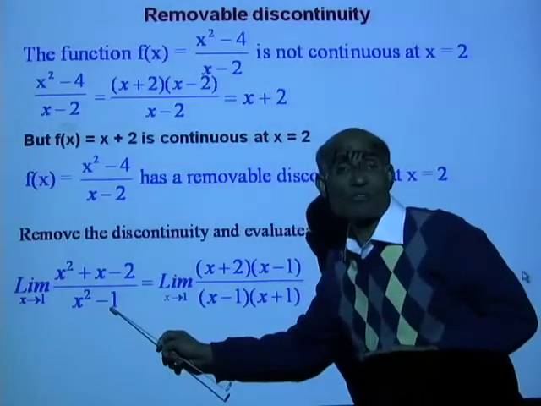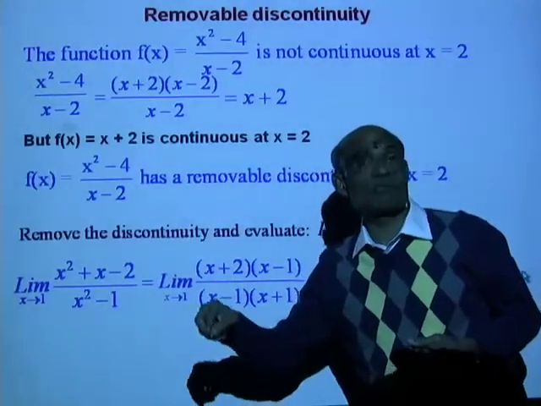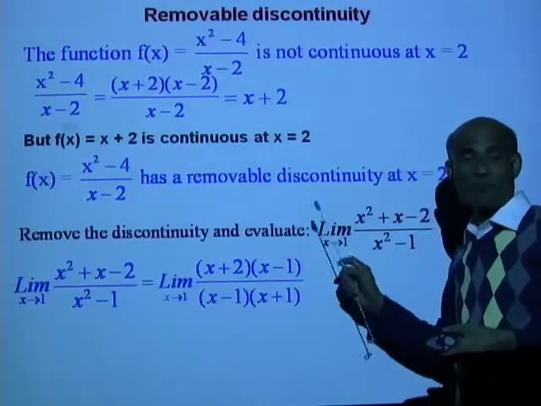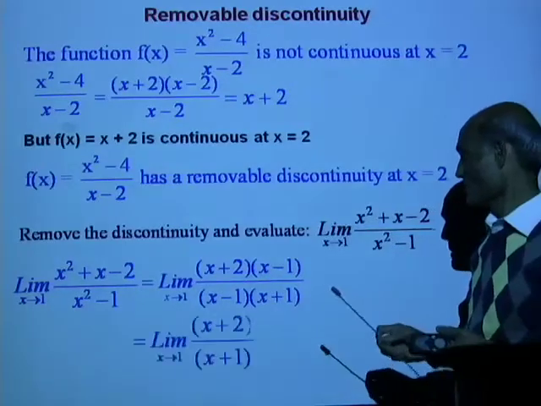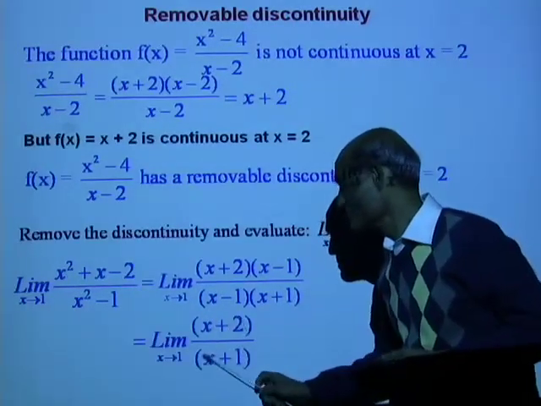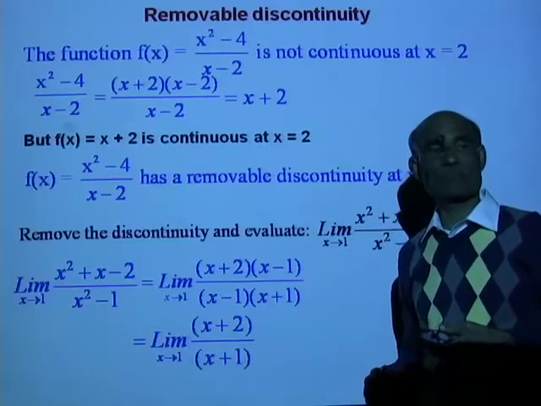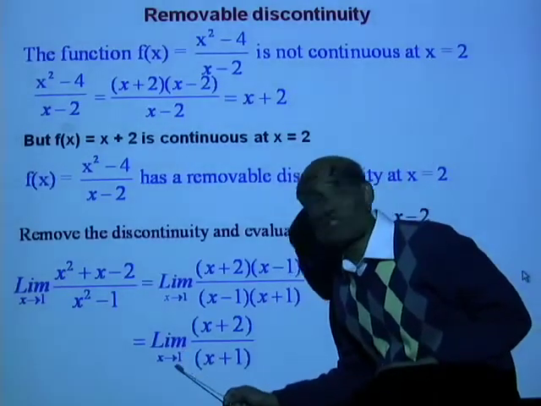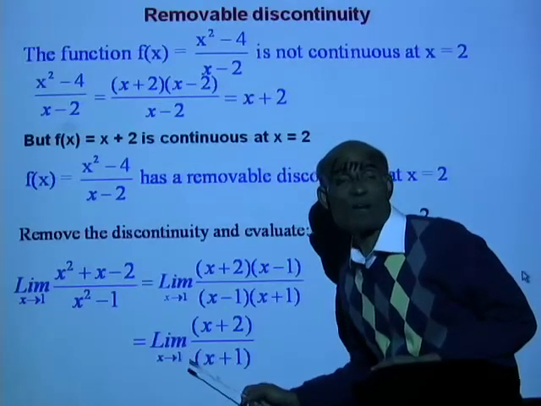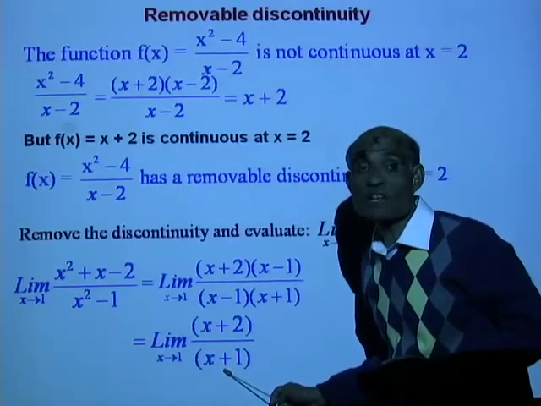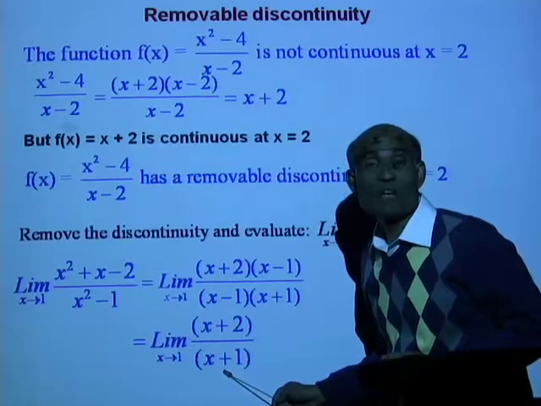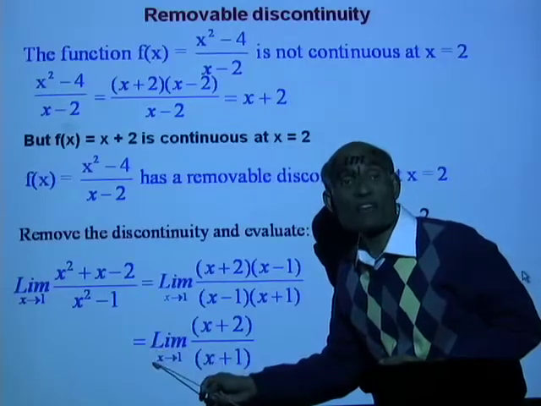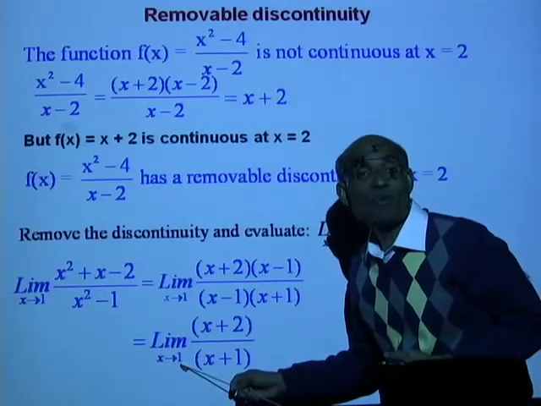X squared minus 1 is x plus 1 times x minus 1. And you notice the x minus 1 will cancel, leaving us x plus 2 over x plus 1. And now, this is actually continuous at x equal to 1. Our c value is 1. Although this is not continuous at x equal to negative 1, we are not looking for the limit at x equal to negative 1. We are looking for the limit as x approaches 1.